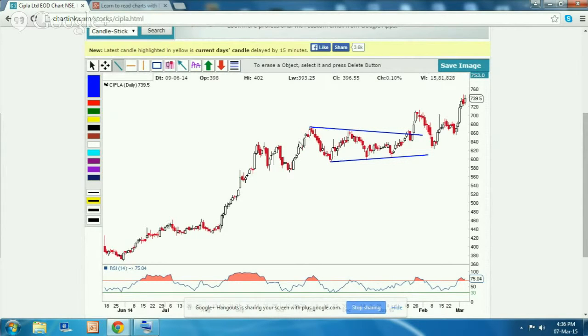Before the triangle, there was an uptrend. After the triangle, the uptrend has continued. Now there has been a price, after breaching the triangle, has come back into the triangle and then jumped up. So a little aberration is seen, but nevertheless, this is a continuation pattern.